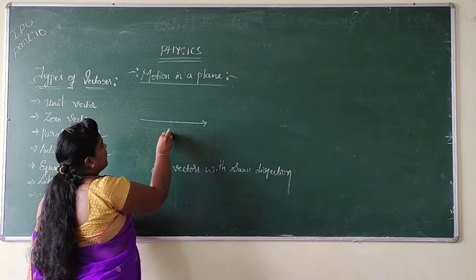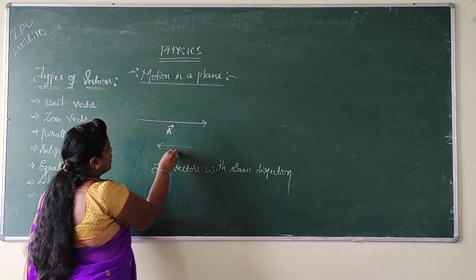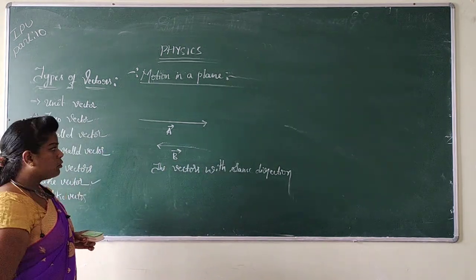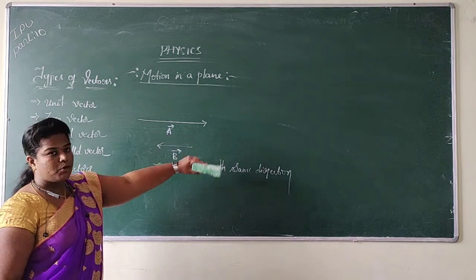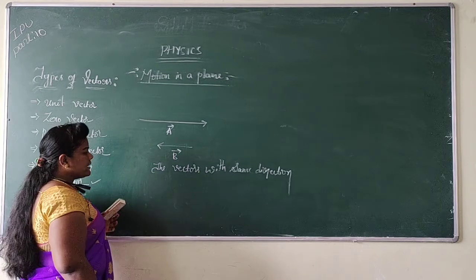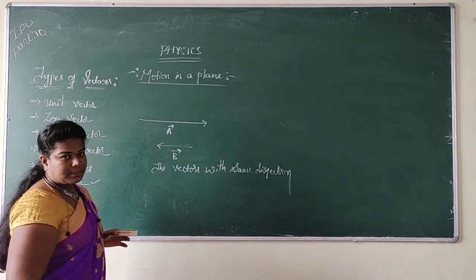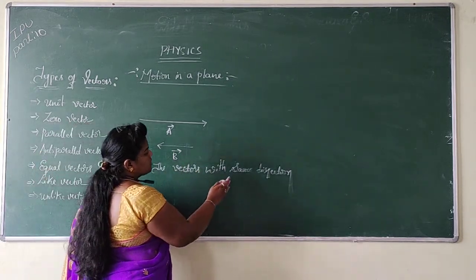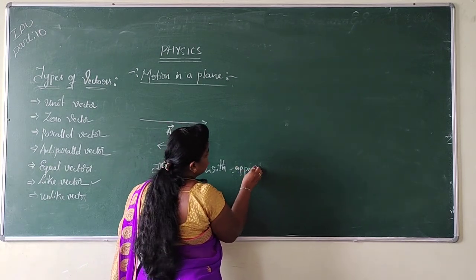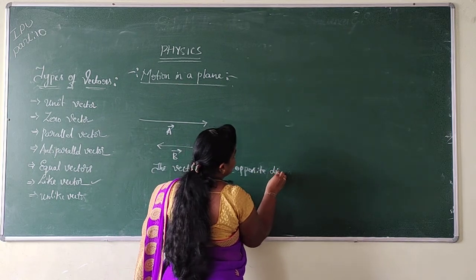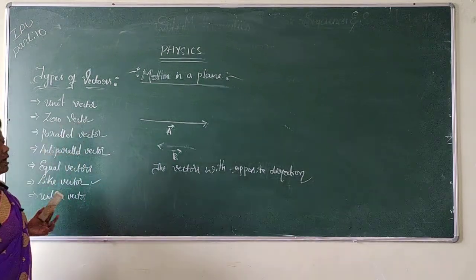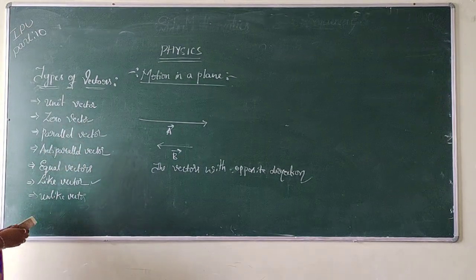Suppose we have two vectors, both having different magnitudes. Represent the diagram also in your notebook. You can observe vector A is moving in the x direction, vector B is moving in the minus x direction. This indicates that vectors moving in opposite directions are called unlike vectors. Hope you got it, dear students.